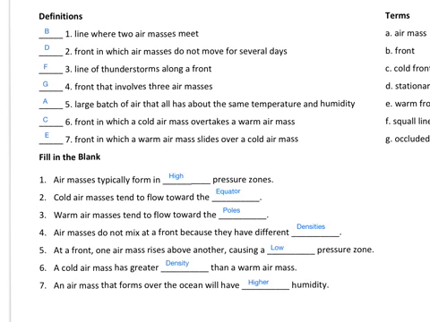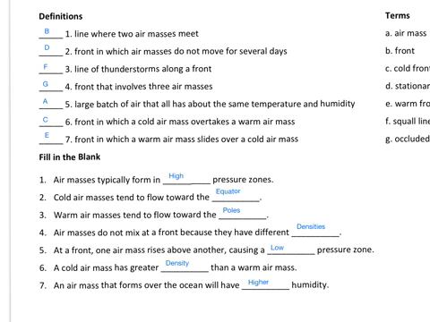Air masses typically form in high pressure zones. Cold air masses tend to flow toward the equator. Just stop and think. You're cooler, you're moving down, high pressure down toward the warmer area, and vice versa. Warm air masses tend to flow toward the poles.